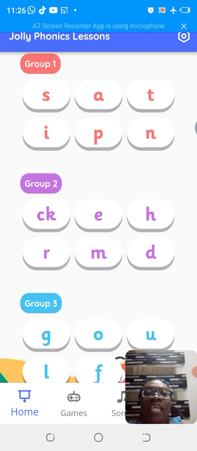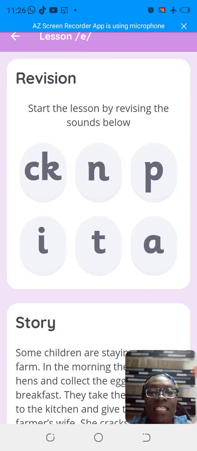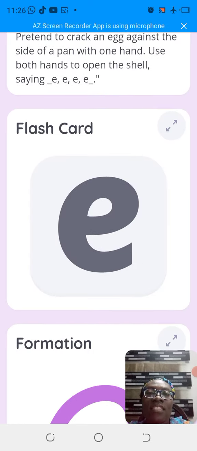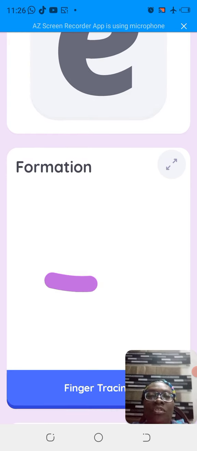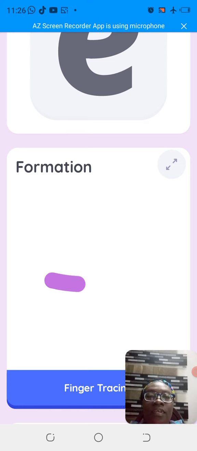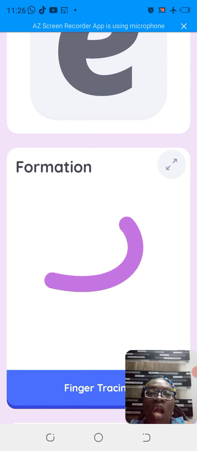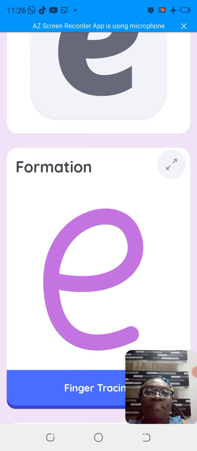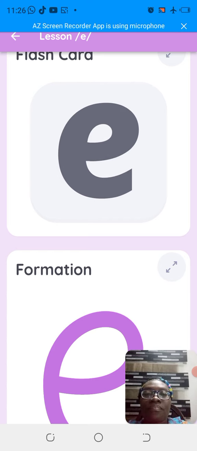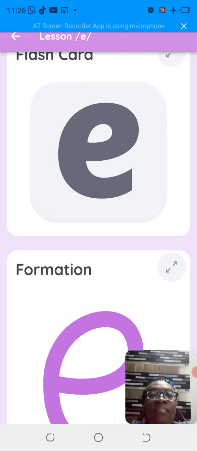The next sound in this group 2 is the sound that letter E makes. First of all, let's look at the letter E formation. Again, it is very important we teach our children how to form these letters correctly. Letter E sounds e.